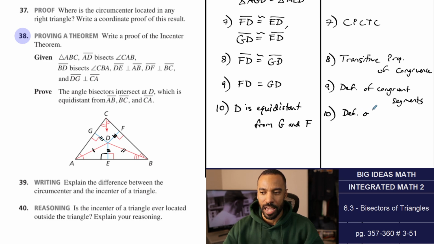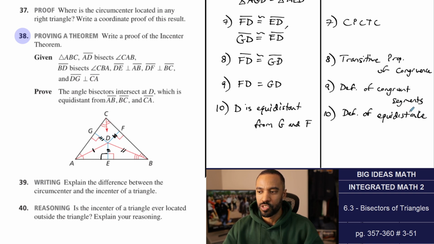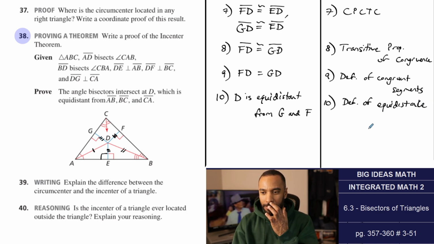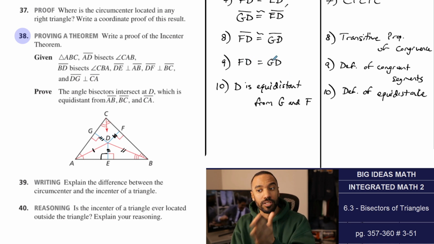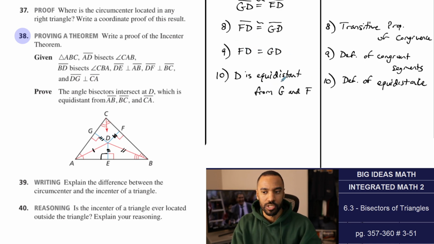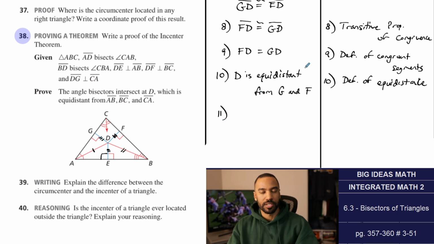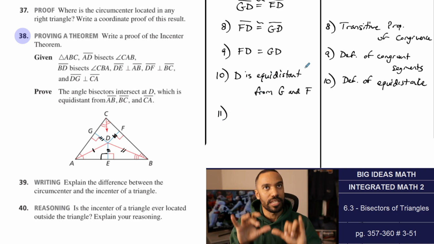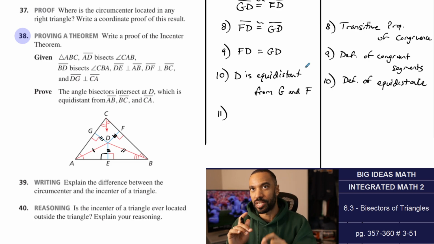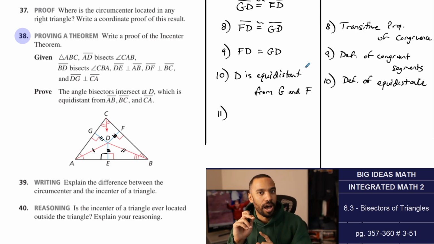A lot of definitions. I don't remember ever doing this many definitions with proofs. I think because I'm generally doing CPCTC and stuff like that. That's the definition of equidistance when you have the same equal distance away. So 11. If D is equidistant from those 2 points, then it's on the bisector. That's the converse of it.